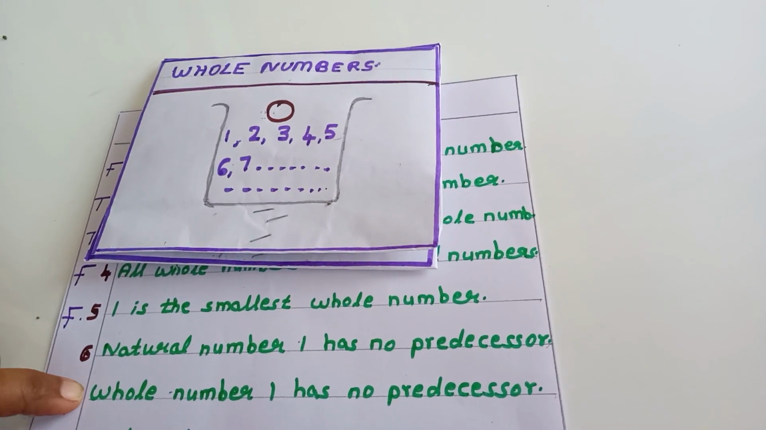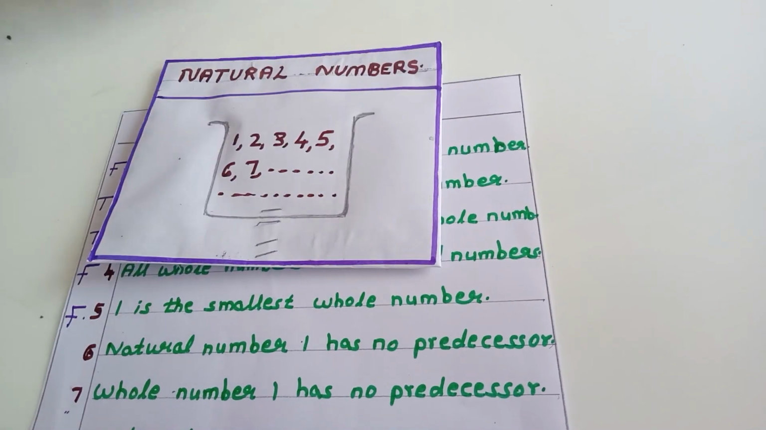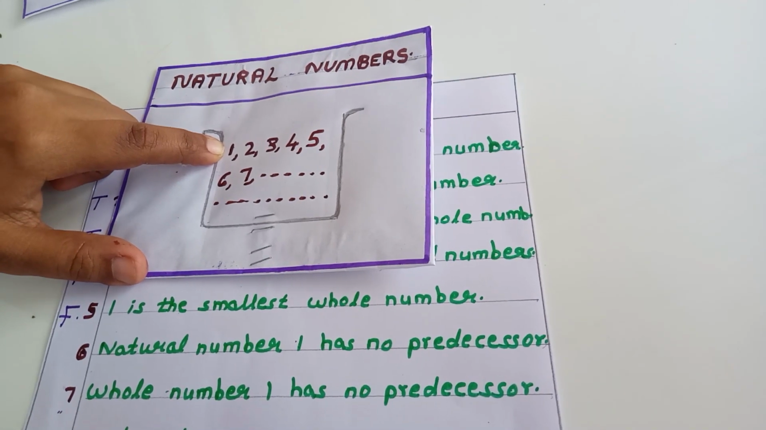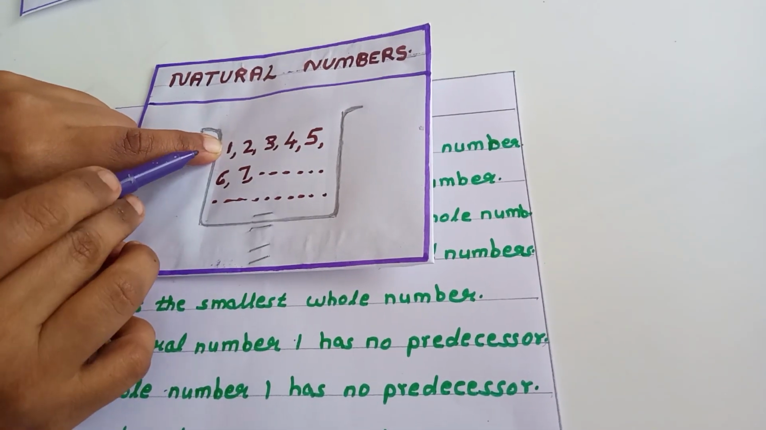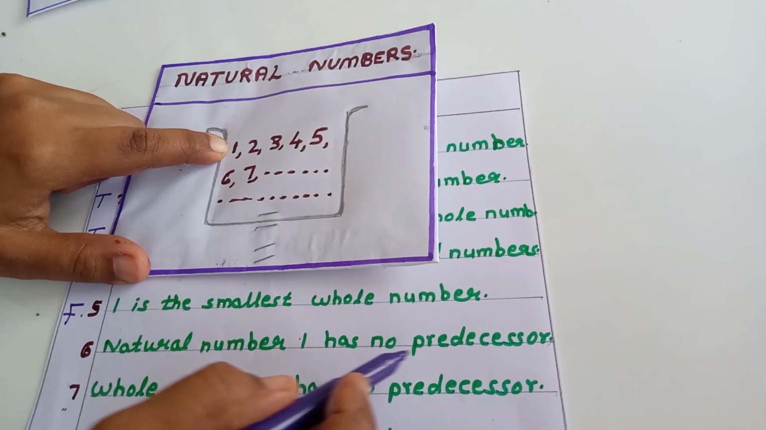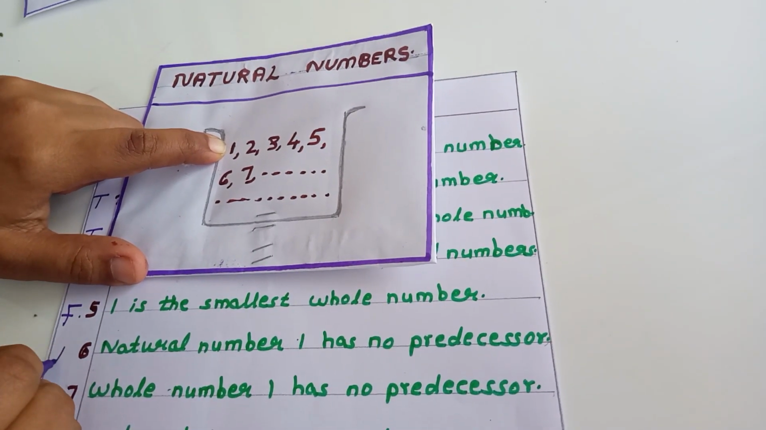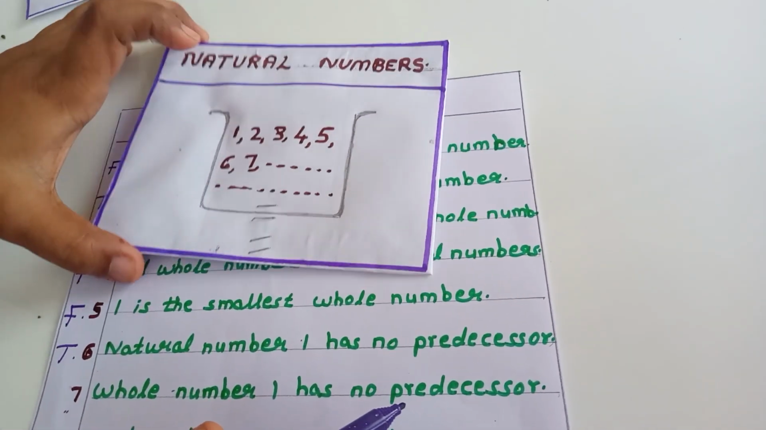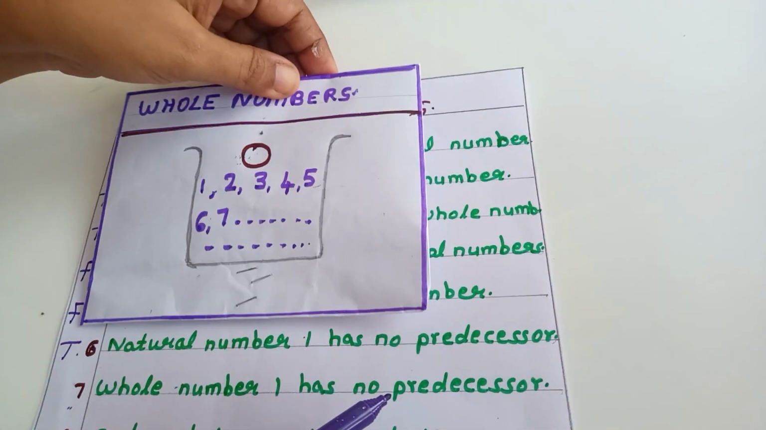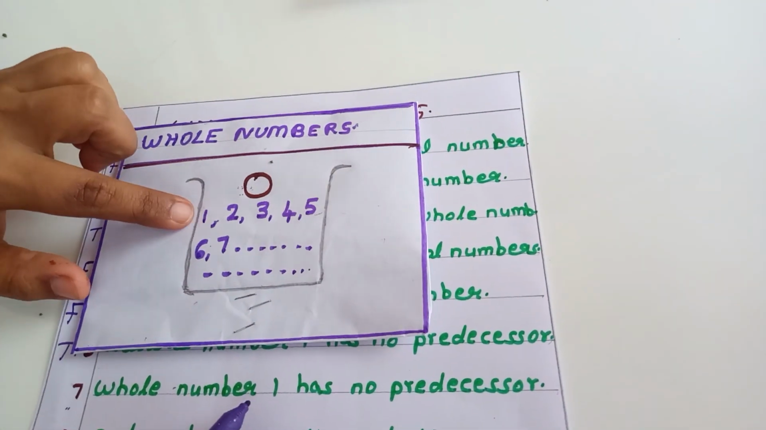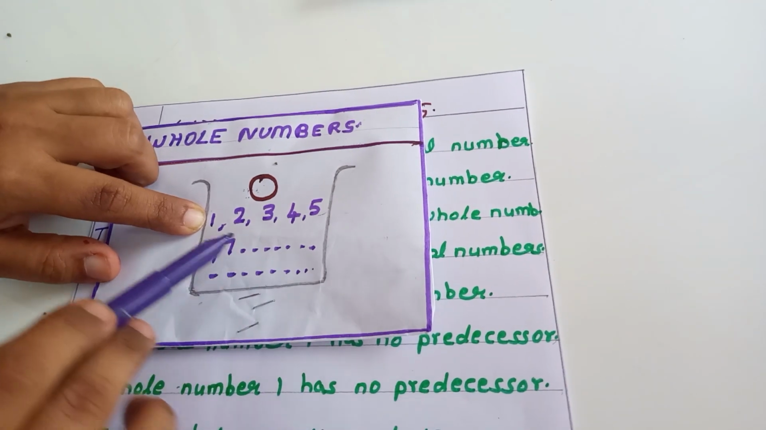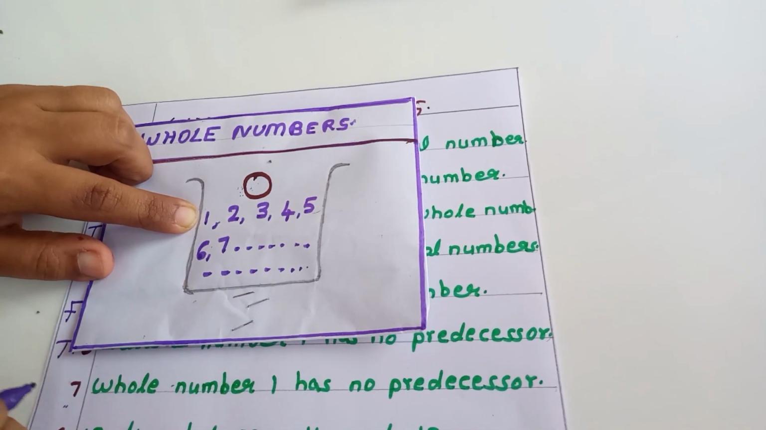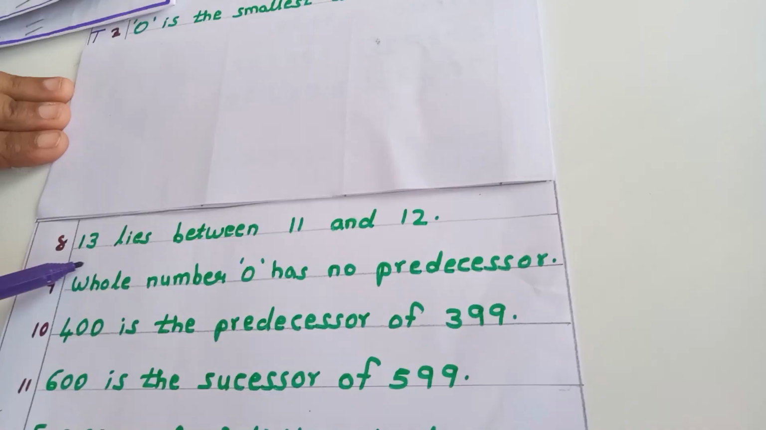Next one, natural number 1 has no predecessor. See, does natural number 1 have any predecessor? No, it is the smallest number. So it doesn't have any predecessor. This statement is true. Next one, whole number 1 has no predecessor. See the whole number basket. Take this one, whole number 1. Has no predecessor? No, it's wrong because 0 is there. 0 is the predecessor of 1. So this statement is false.